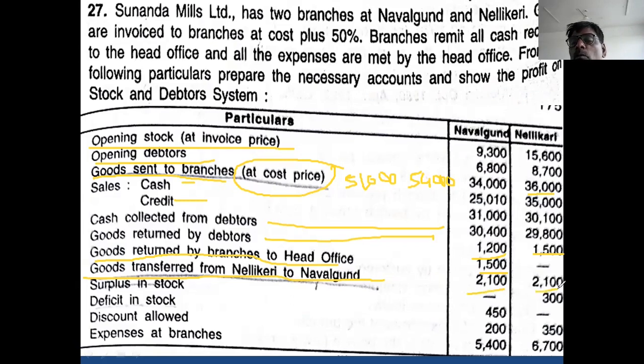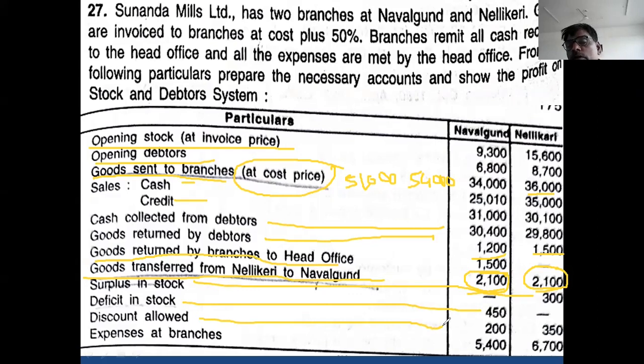Nallikeri branch: goods sent to branch, return to head office. This is return to head office and this is goods received from head office. In this way you consider this. And surplus comes on the debit side of branch stock. Deficit comes on the credit side of branch stock account. Discount allowed, debtors account credit side, expense account debit side. Branch expense account debit side. This is the point you remember.